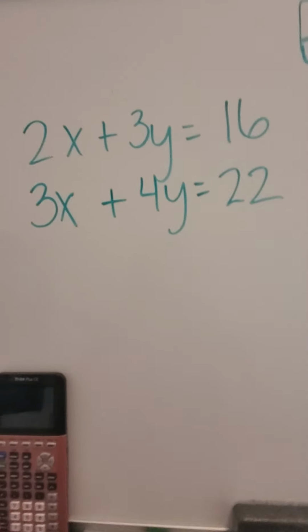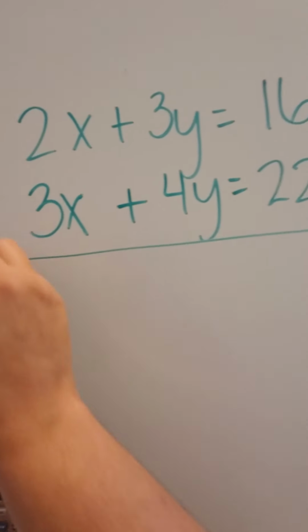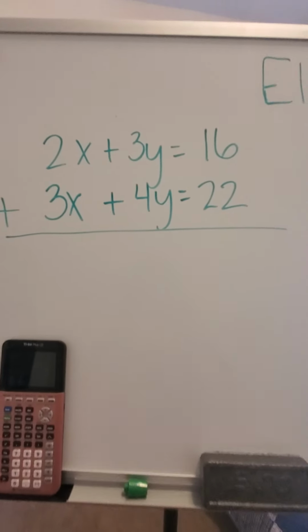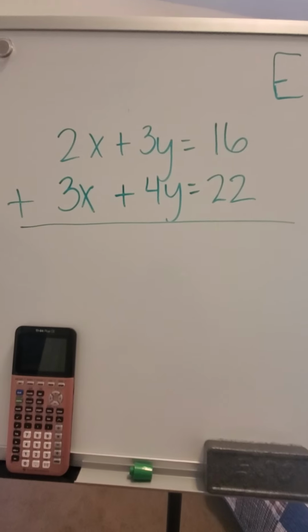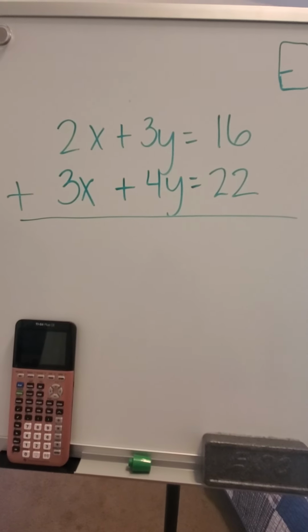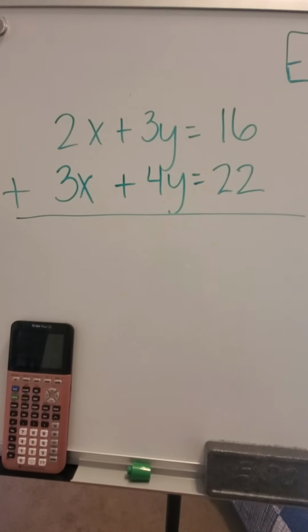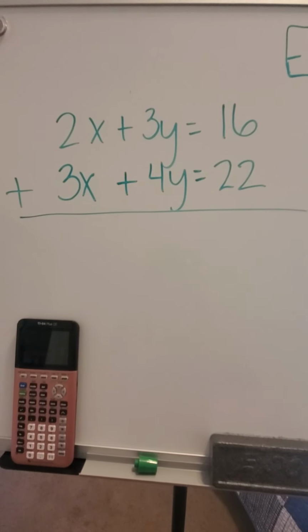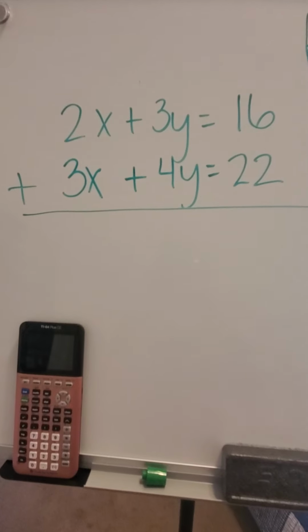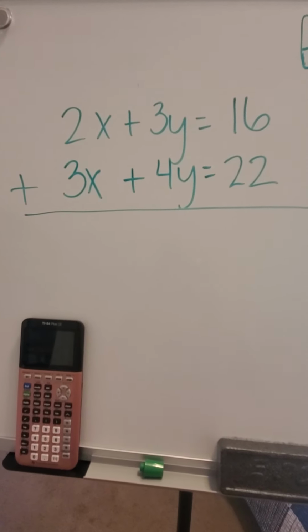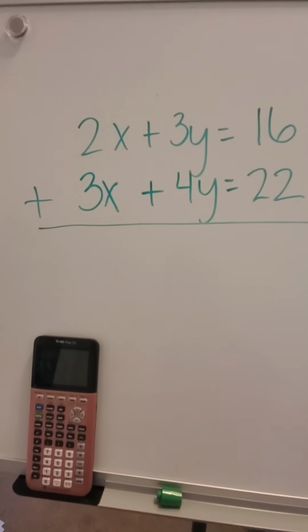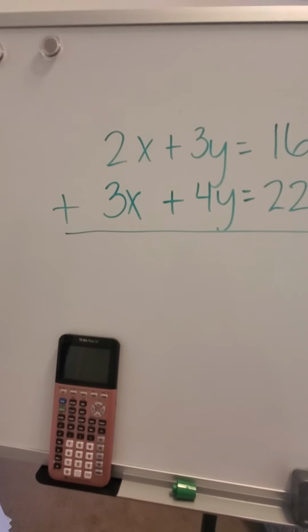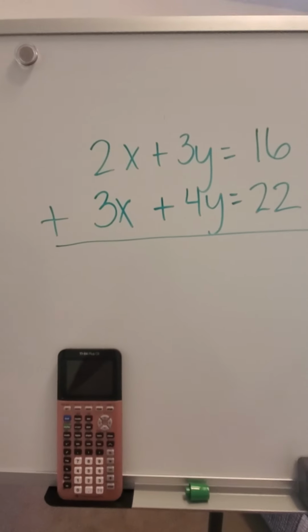If I look at this right now, if I went ahead and tried to add these equations, nothing's going to cancel, is it? My 2x and 3x are going to become 5x, and my 3y and 4y are going to become 7y. I cannot solve with two variables. I've got to cancel one set of variables. It doesn't matter which one you want to cancel. You can cancel your x's or your y's, okay? So I'm just going to cancel my x's, okay?